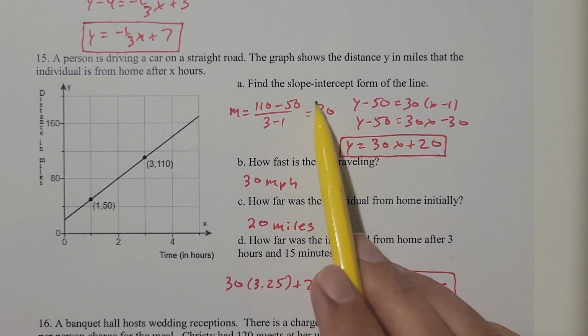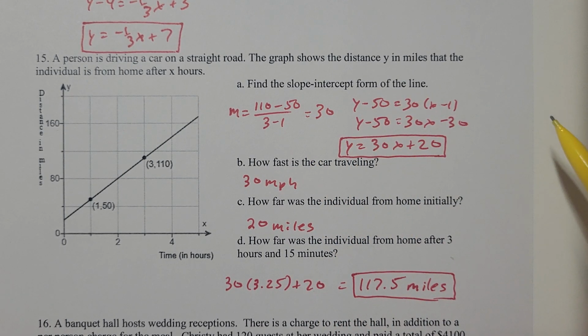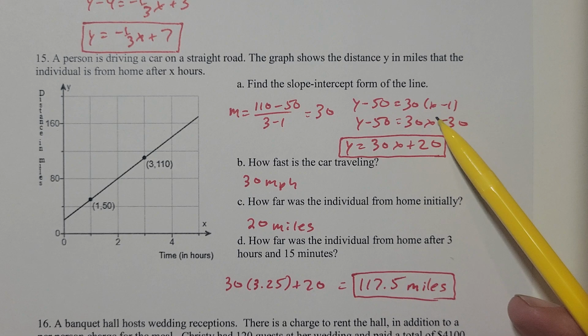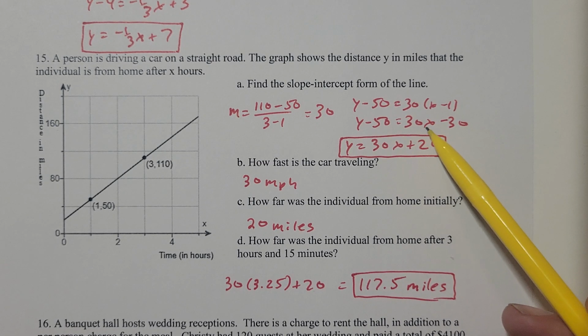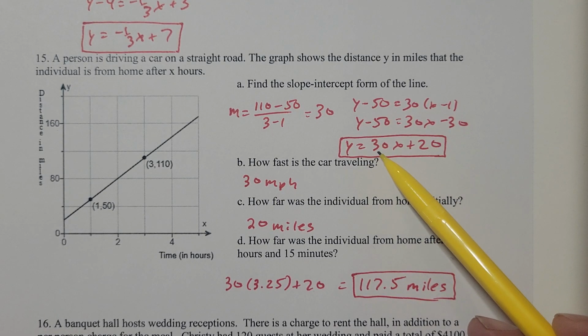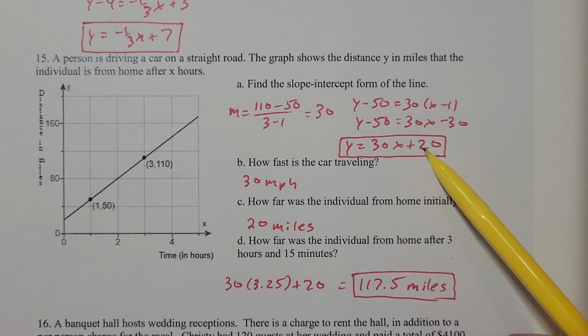Okay, and they want us to find the slope-intercept form of the line. So I need to solve for y. I mentioned this before, but anytime you work with lines, always give the answer in slope-intercept form. You're not done with the problem yet until you're in the form y equals mx plus b. So if I solve this equation for y, let's distribute 30 on the right. I got 30x minus 30. And then when I add 50 to both sides, y equals 30x plus 20.